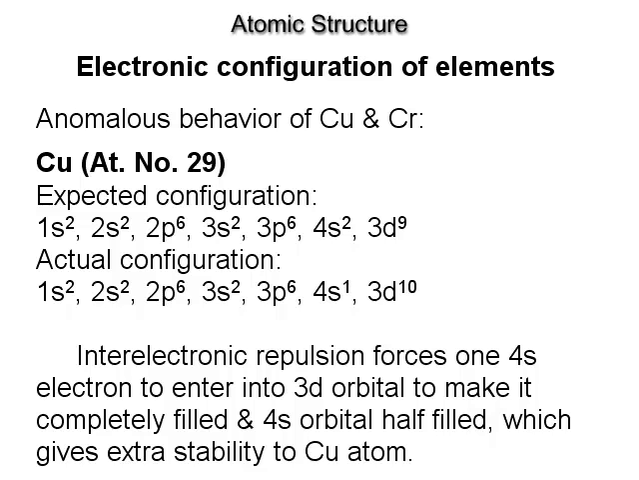Cu, that is copper, the atomic number being 29, the expected configuration is 1s2, 2s2, 2p6, 3s2, 3p6, 4s2, 3d9. The actual configuration is 1s2, 2s2, 2p6, 3s2, 3p6, 4s1, 3d10. Inter-electronic repulsion forces one 4s electron to enter into the 3d orbital to make it completely filled and the 4s orbital half filled, which gives extra stability to the copper atom.